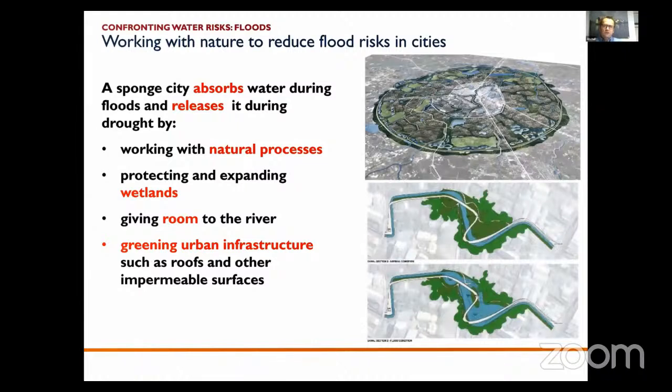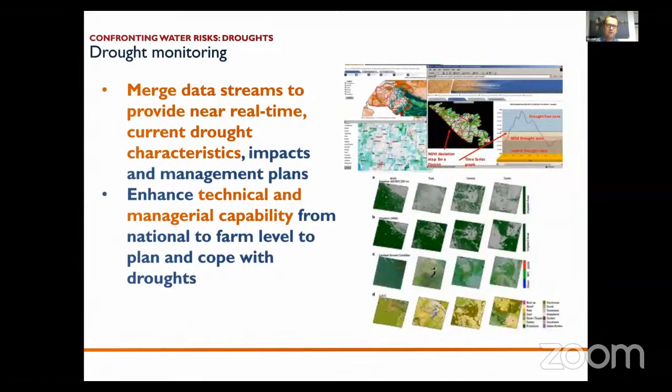Within the urban environment, we've referred to those occasional shocks from extreme rainfall, and so creating green space in the urban environment, which is able to deal with surface water flooding, expanding wetlands, giving room to rivers, is a big opportunity.